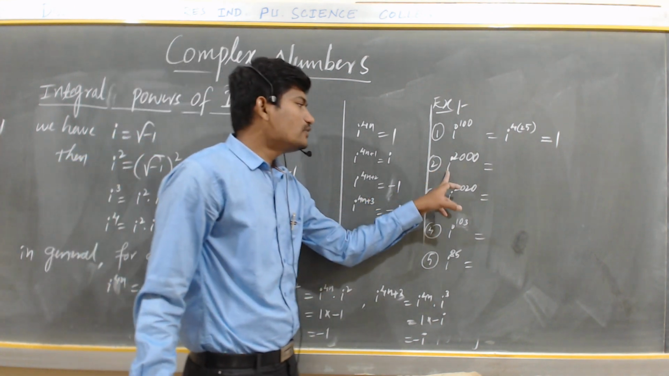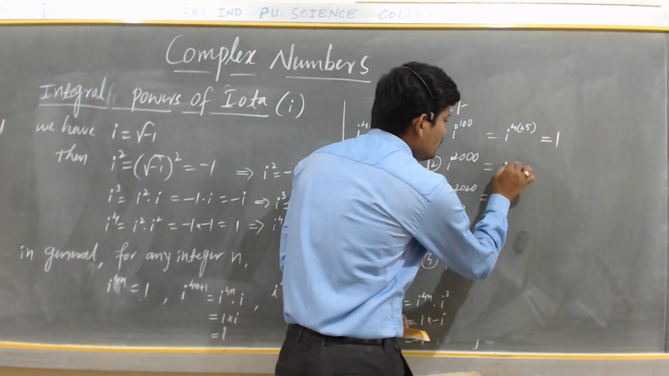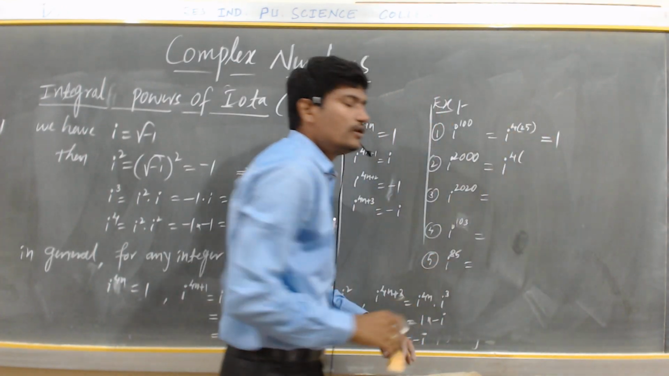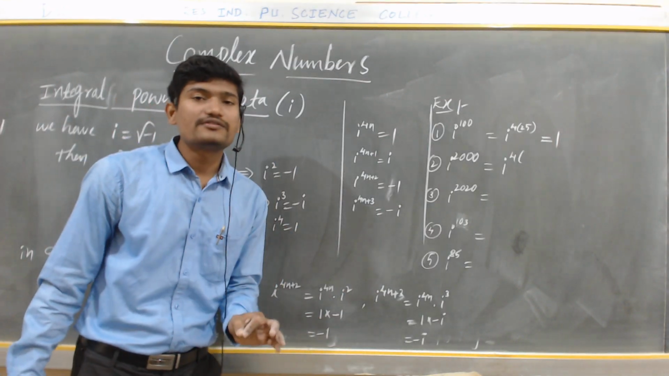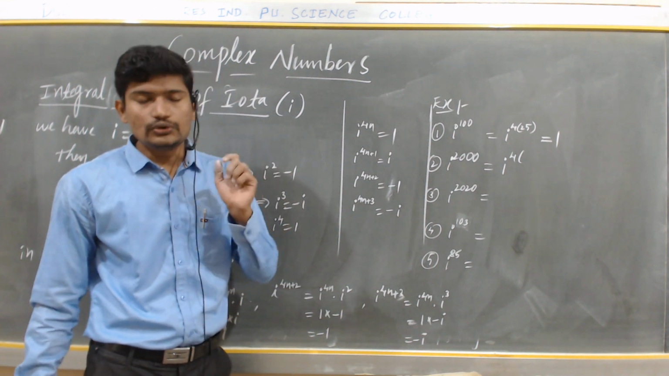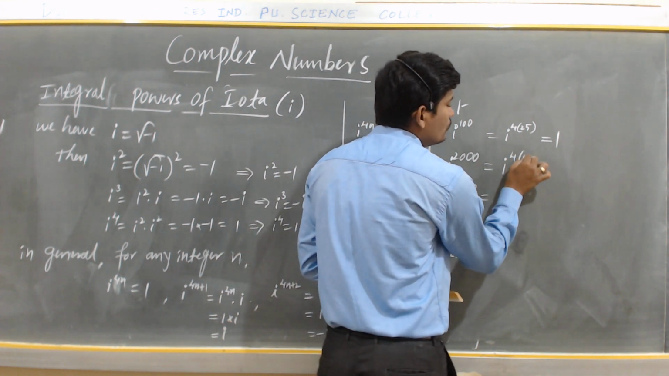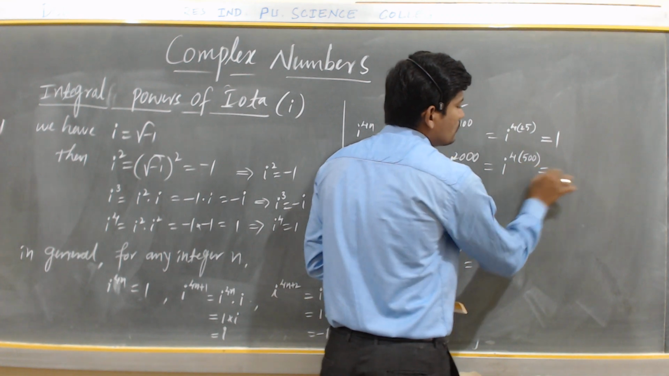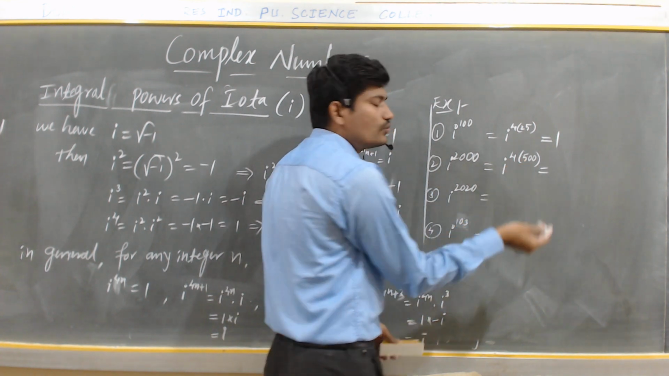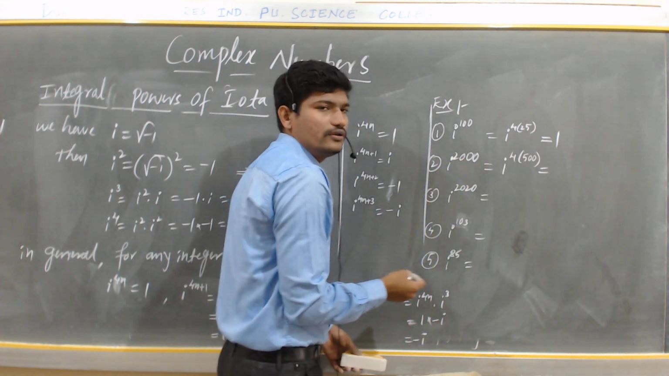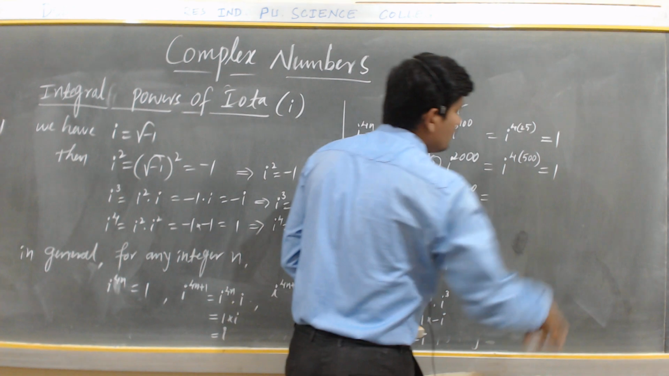Second one: i to the power of 2000 is given. Now I will write i to the power of 4 into something. 4 times how much is 2000? 4 times 500 is 2000. So I will write i to the power of 4 into 500. 5 fours are 20, so the remainder is 0. So in i to the power of 4n, we consider this as n, and again the value will come 1 only.